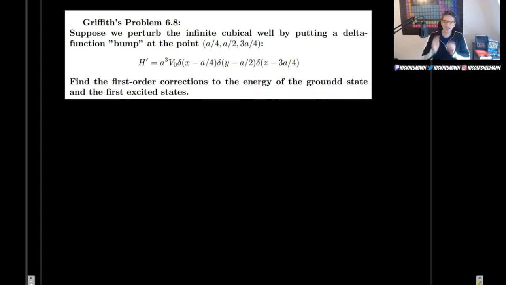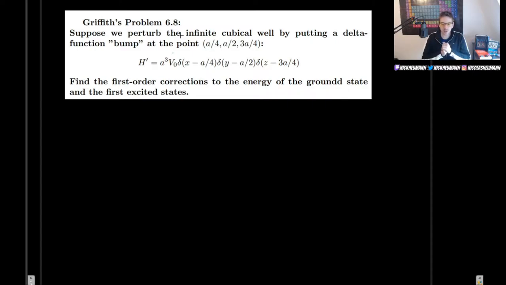Now, that is the same as just writing down the Hamiltonian here, plus a few constants. So the perturbation Hamiltonian is H' equal to a cubed V0 times delta function of (x minus a/4), delta function of (y minus a/2), delta function of (z minus 3a/4). And given this, we need to find the first order corrections to the energy of the ground state and the first excited state.